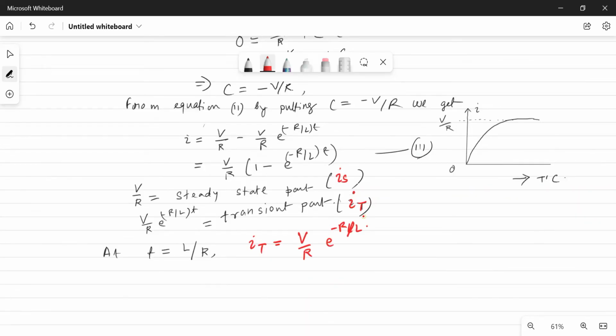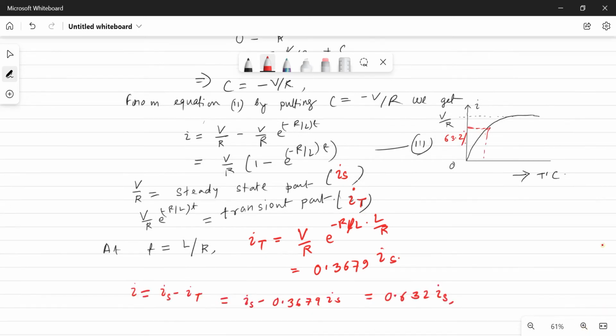At t equal to tau, which means L by R, the transient current is equal to 0.3679 IS. So we have seen the transient current is equal to 0.3679 IS.